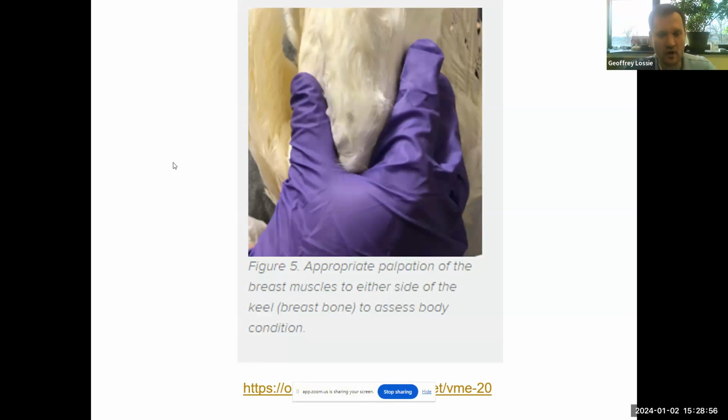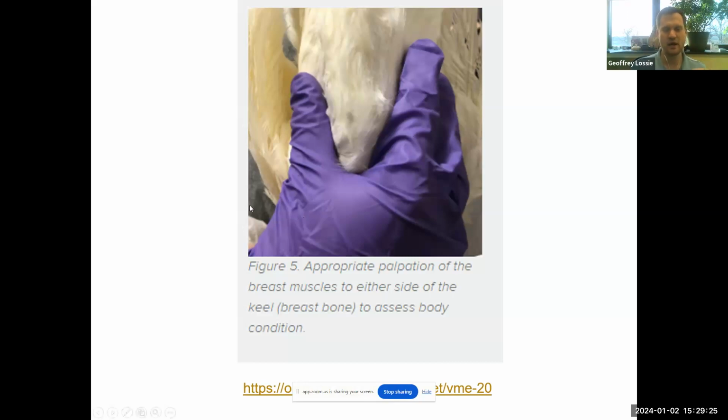And so instead of trying to visually examine these birds to check their body weight, or what we call their body condition, it's much more applicable to actually palpate the breast muscles on either side of the keel. And so that's what I'm showing in this image, my gloved hands palpating the amount of muscle on either side of that keel.